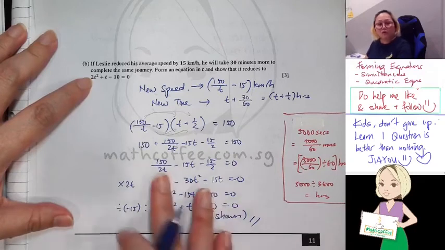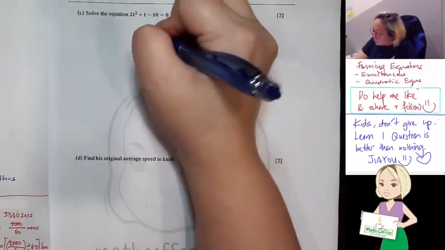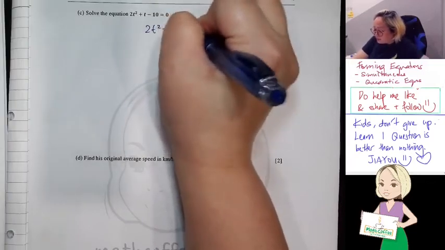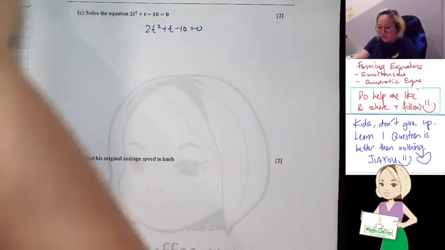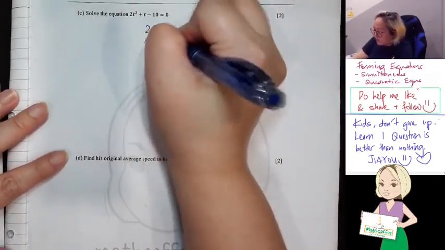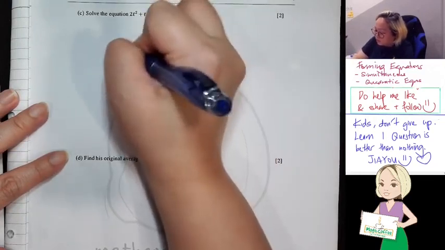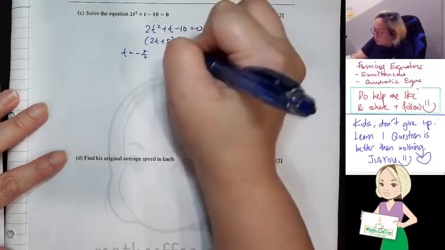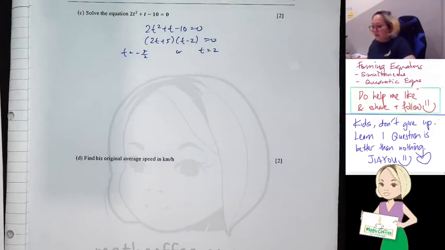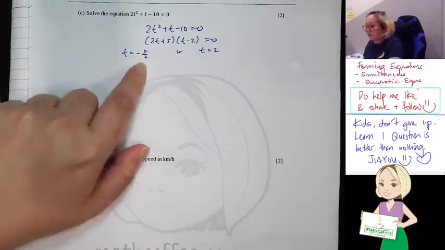So I have shown this part, and the last part will be to solve it. So 2t squared plus t minus 10 equals 0. Pretty easy, so I'm going to use factorization. So I have 2t plus 5 and t minus 2 equals 0. T equals minus 5 over 2 or t equals 2. And remember my t is in hours, so of course I will reject this one, but not reject here.